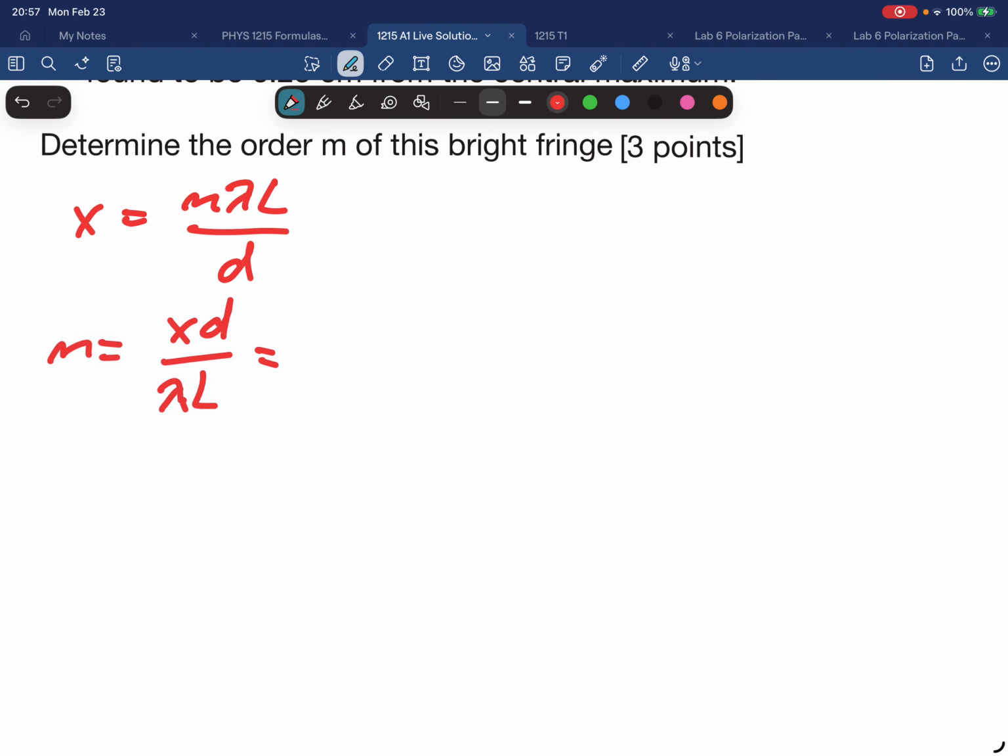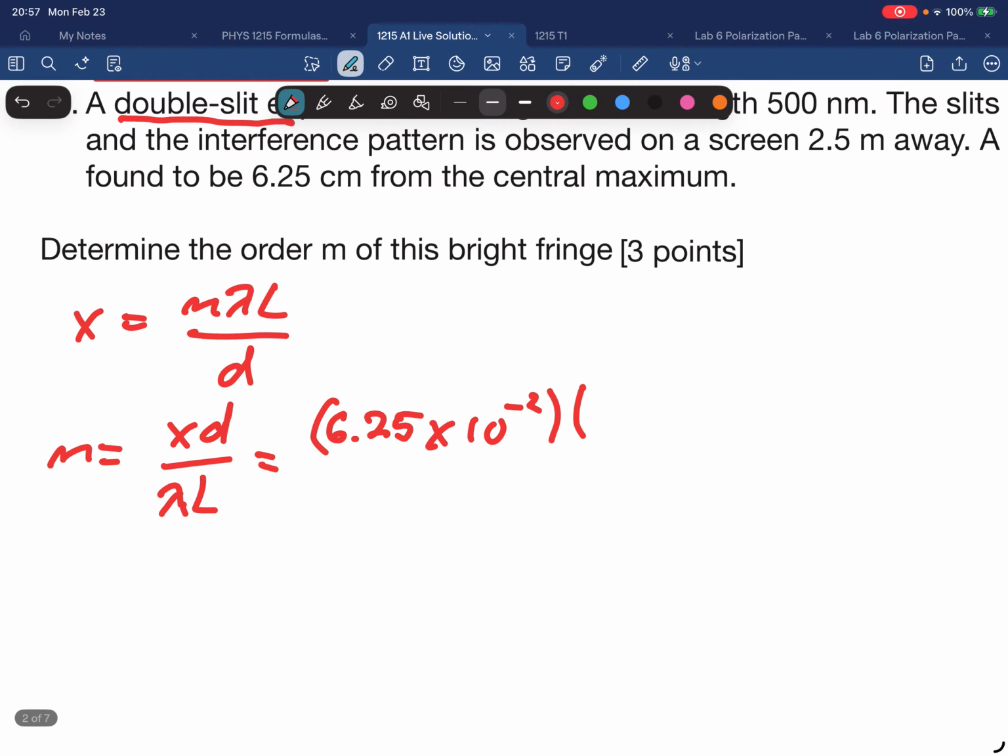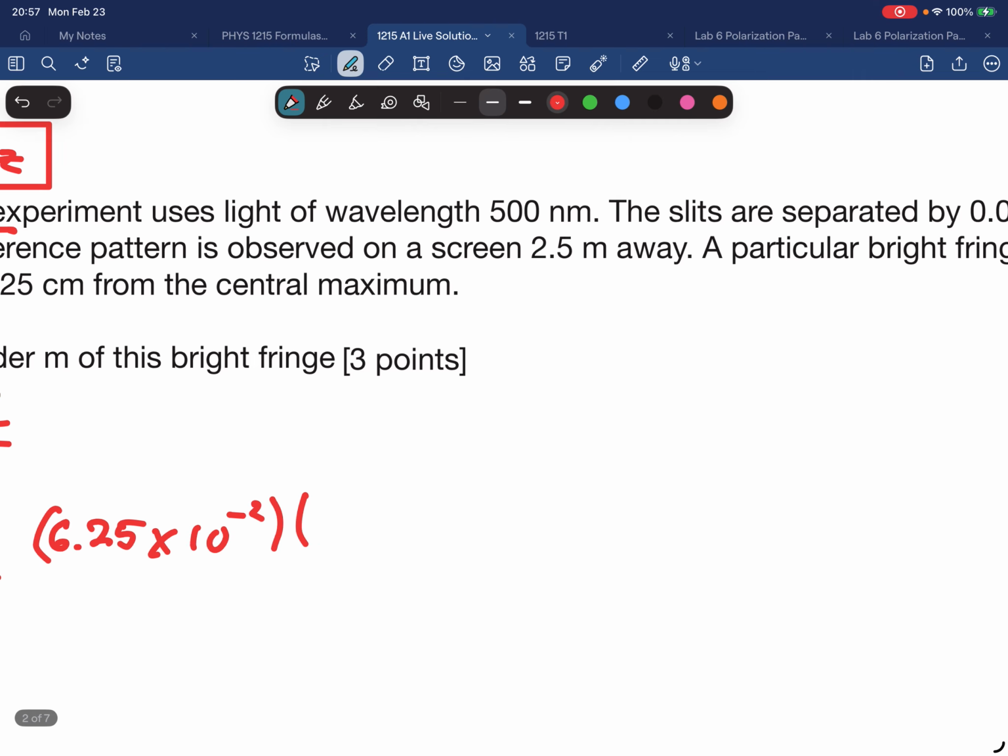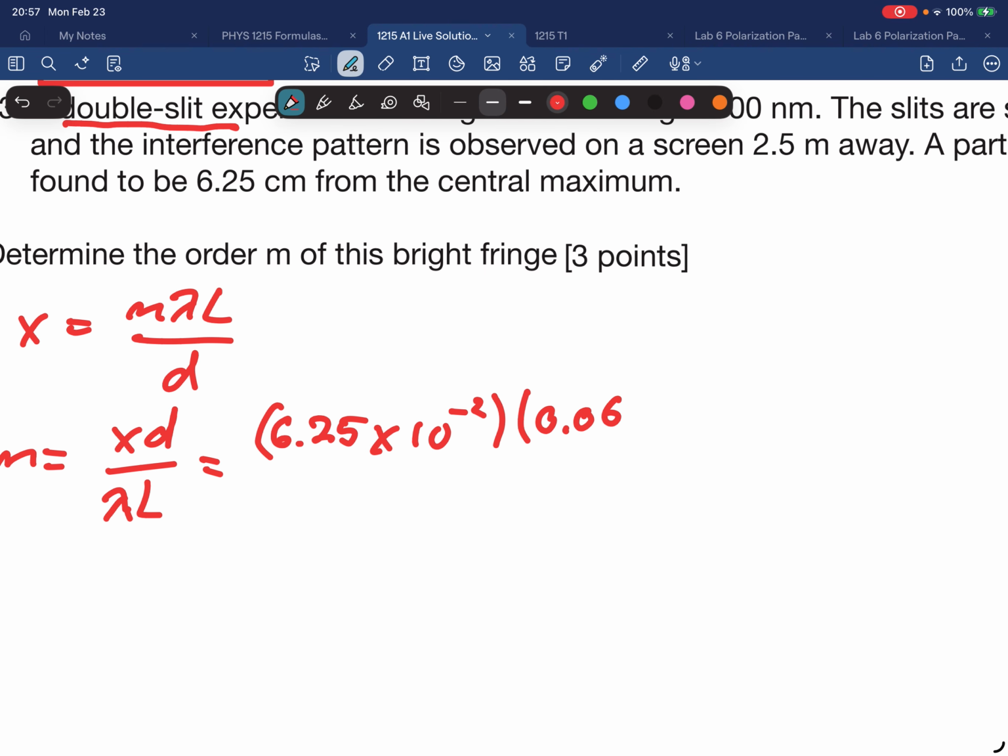For X, this was 6.25 centimeters. So I'm going to convert that to meters with the times 10 to the negative 2. D was 0.06 millimeters. The slits are separated by 0.06 millimeters. Oh, not M. I'm going to be converting this to meters now. So that is X and D.